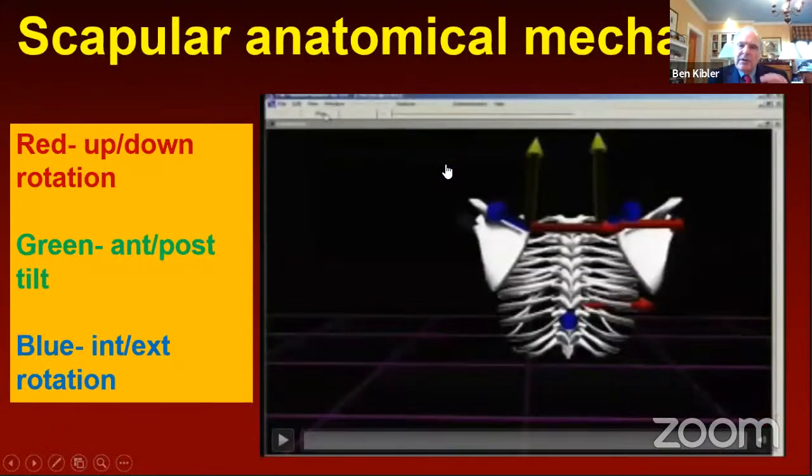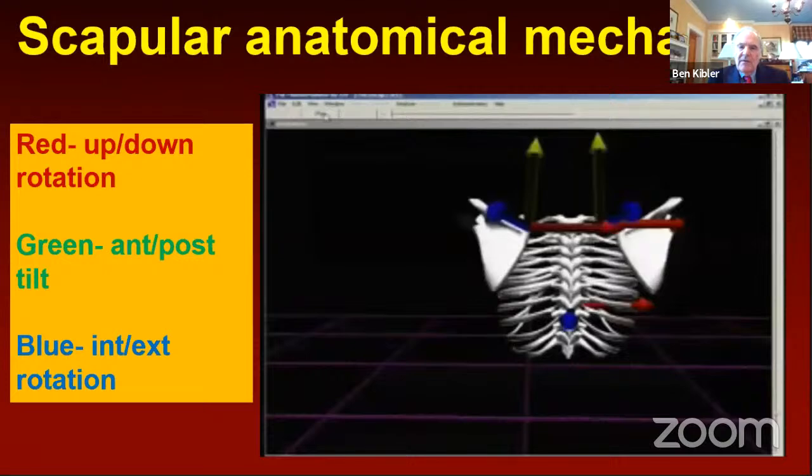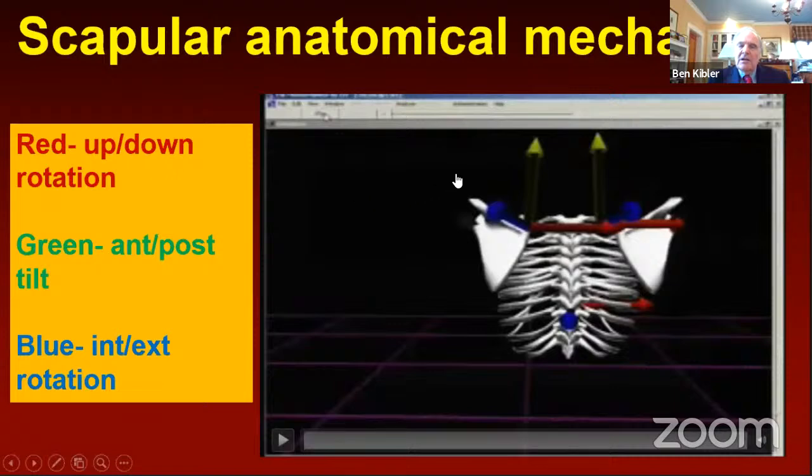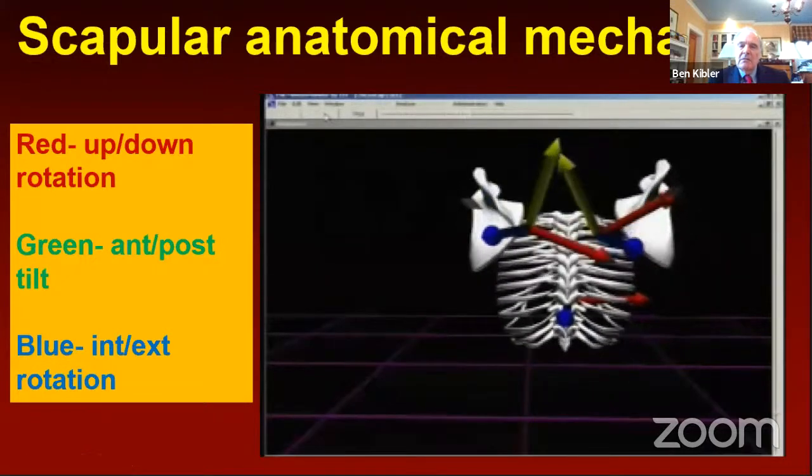However, this is three-dimensional. Now, this is a video taken from our lab showing the three axes of the motion, and we can look at this and see each of these arrows represents one of the axes of motion. The red is the upward-downward rotation. The green is anterior-posterior tilt, and the blue is internal and external rotation. So if you watch this video, just watch one of these. Look at the red, and it goes up.